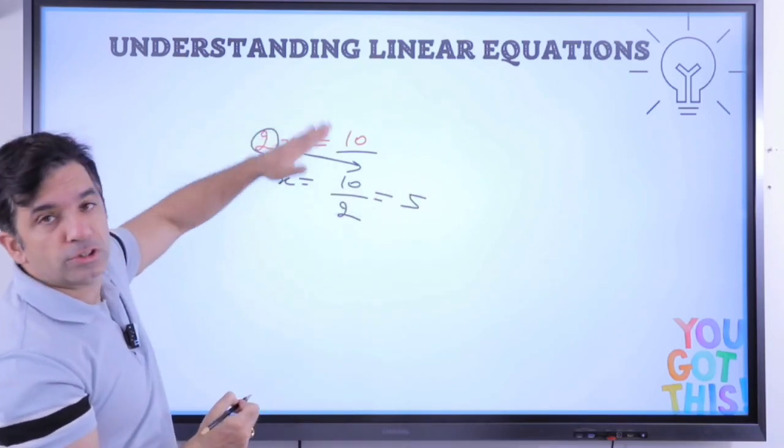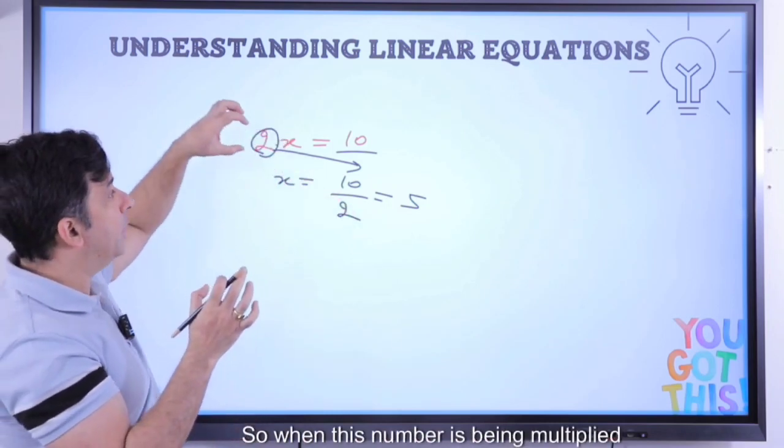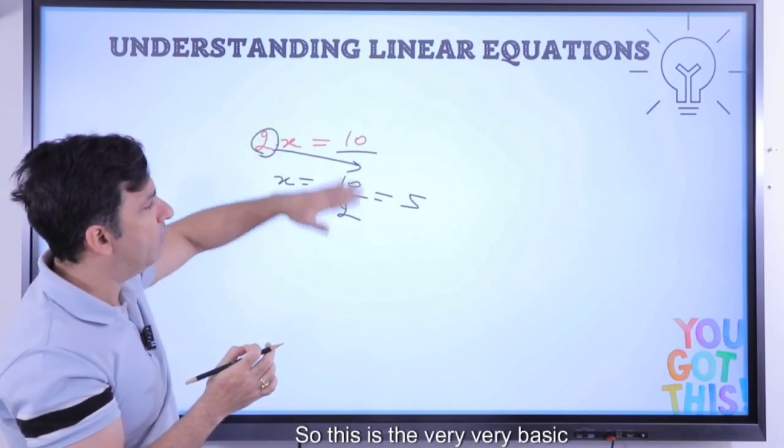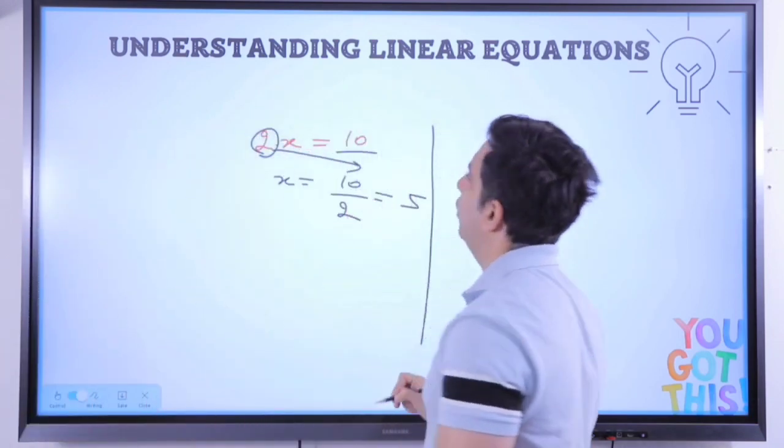So this is the process. When this number is being multiplied over here, on the other side it would simply go into division. This is the very basic understanding which we need to follow.